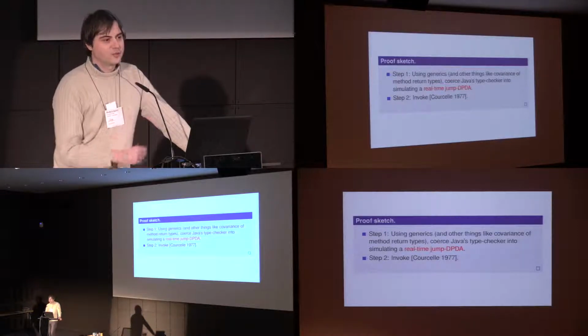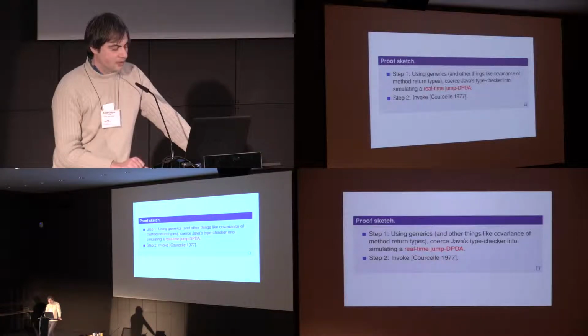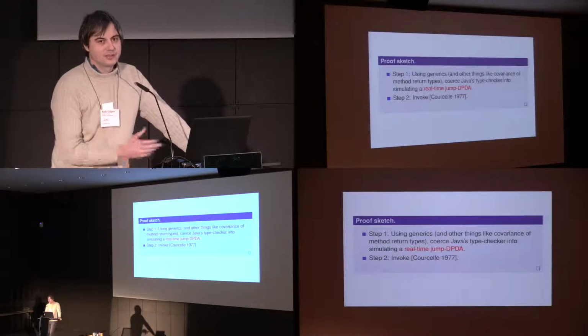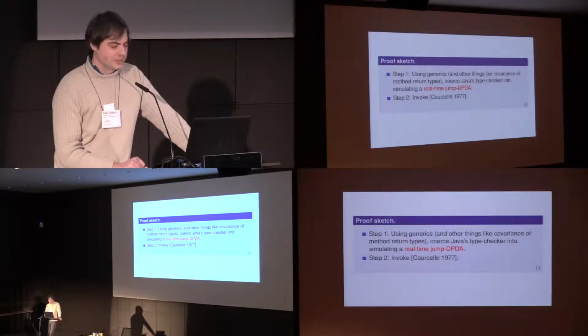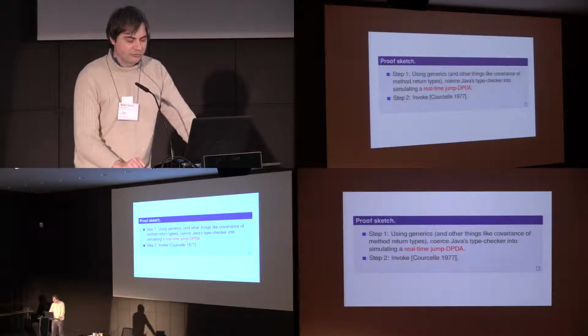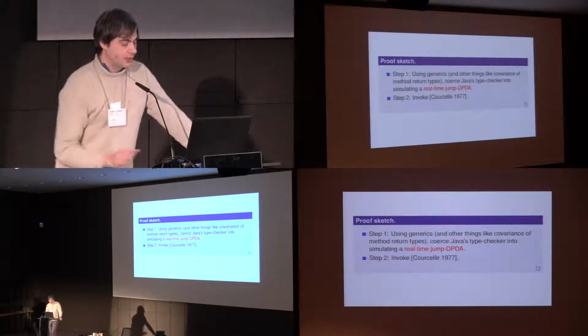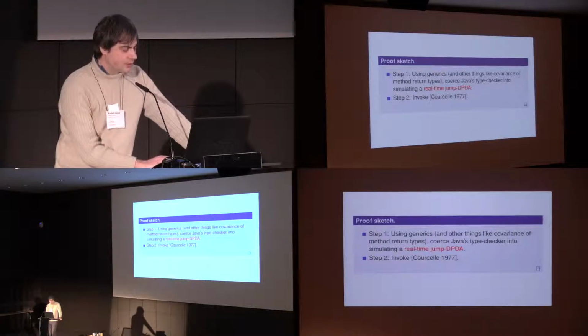In one of them, they show all kinds of tricks for how you can make the Java type checker simulate a real-time DPDA, and then they invoke a result from Courcelle. They use generics in these tricks, but they don't use variance of the generics. They do use some other kind of variance, this covariance of returns of methods in subtypes and some other stuff. So it looks very complicated. They use many things, but not covariance of generics, and they simulate real-time DPDAs.